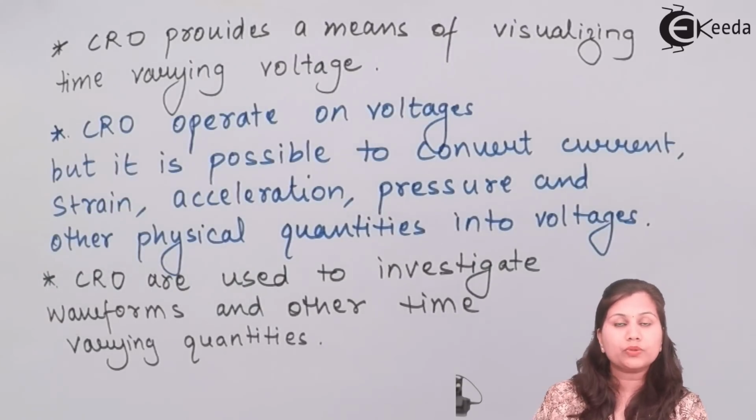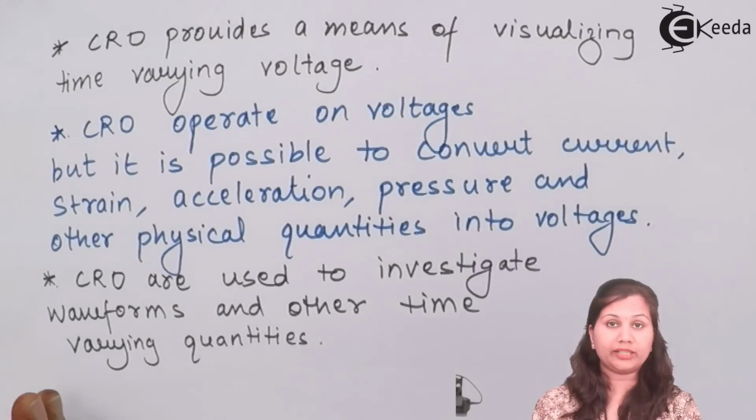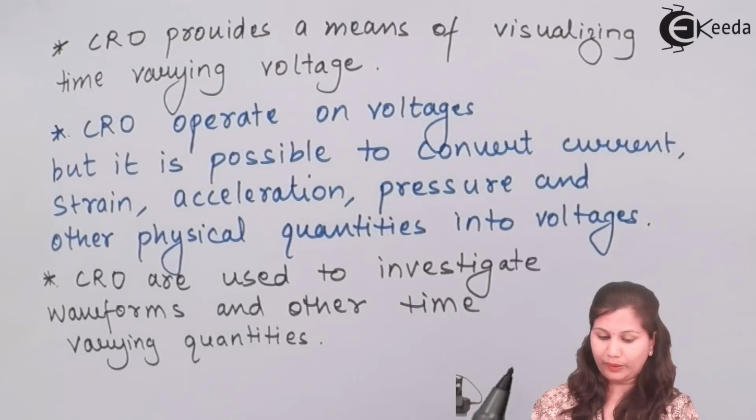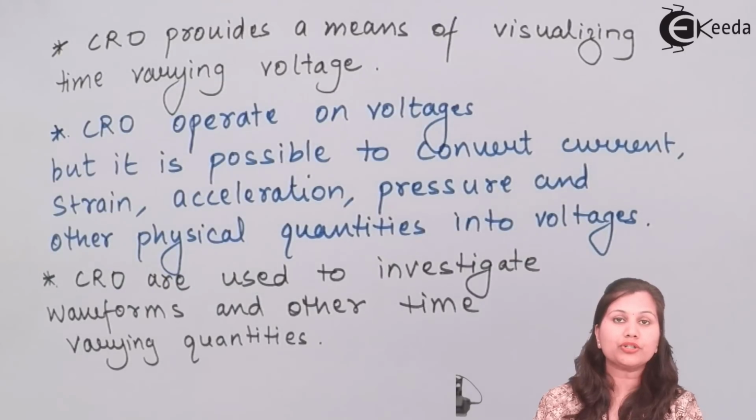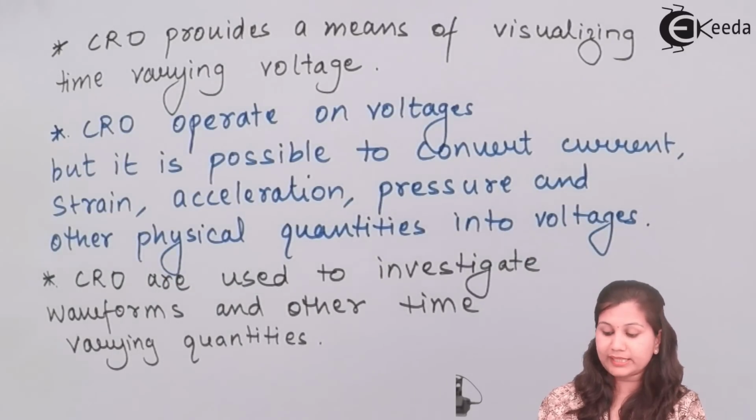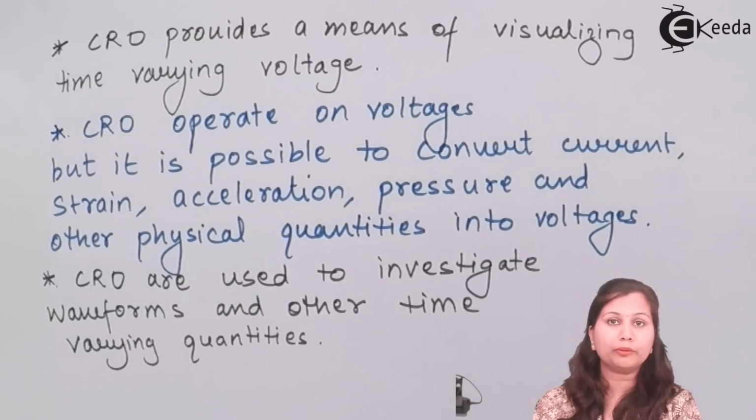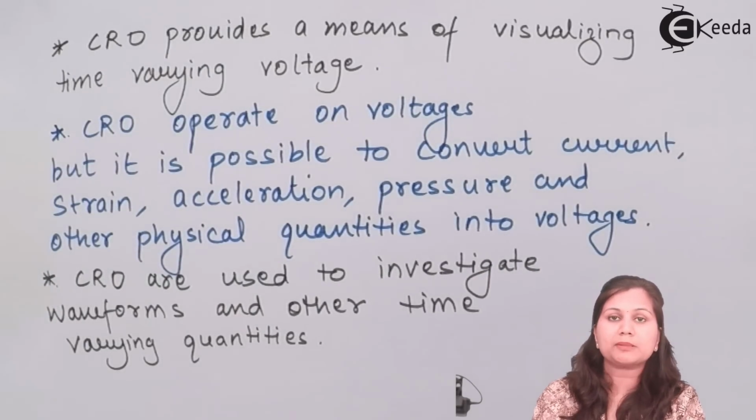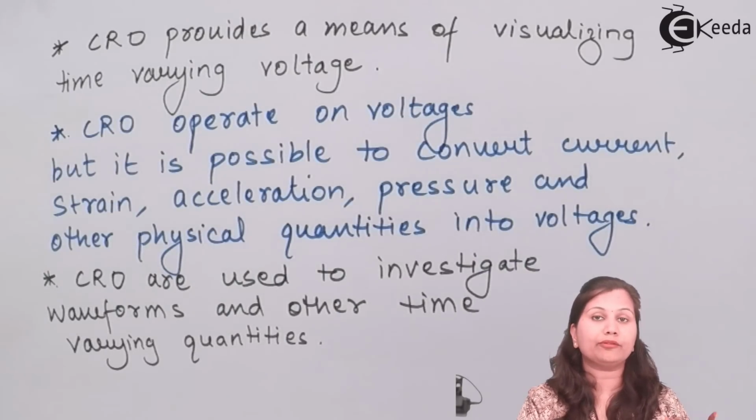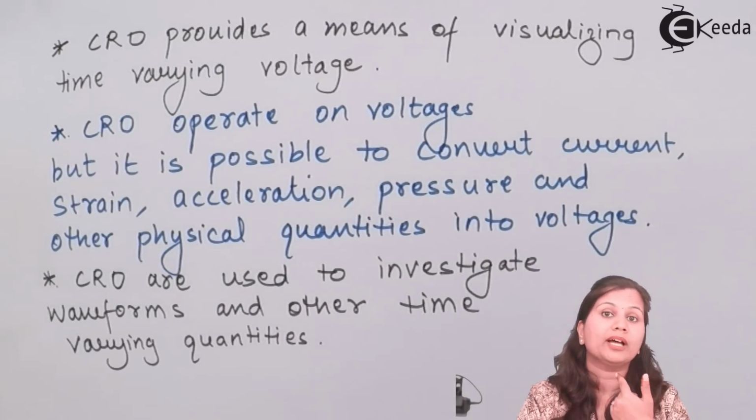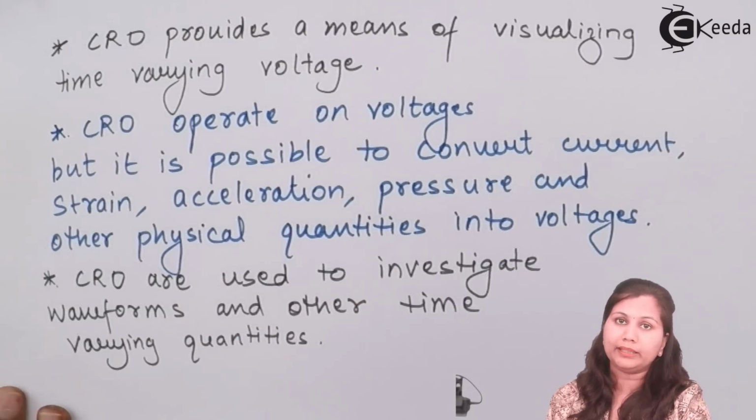So if we come to the uses of the CRO, where this laboratory instrument is used: in the laboratories, the CRO is not only used to investigate different types of waveforms, but it is also used to measure short time intervals, and it can be used as a voltmeter to measure the potential difference. So the CRO is not only used for visualizing waveforms, but it also has other uses, like the measurement of voltage, current, frequency, and also phase difference.